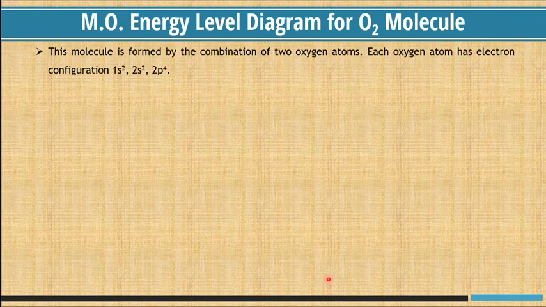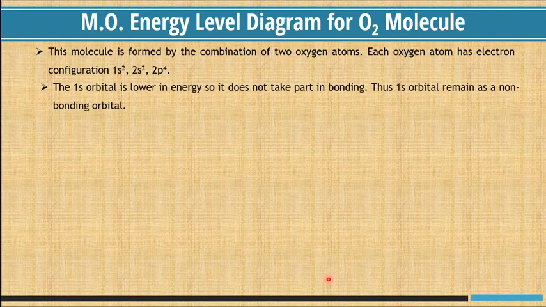This molecule is formed by the combination of two oxygen atoms. Each oxygen atom has electron configuration 1s2, 2s2, 2p4. The 1s orbital is a lower energy orbital and hence it does not take part in chemical bonding. Thus, the 1s orbital remains as a non-bonding molecular orbital.